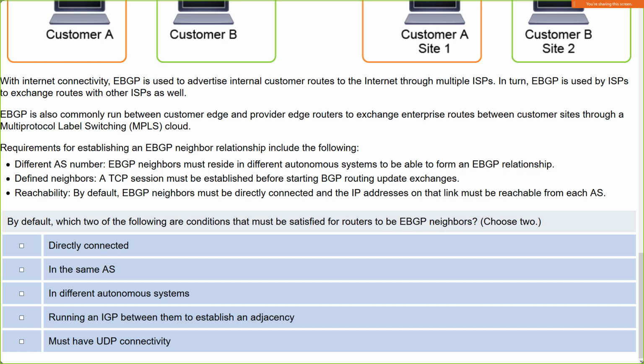By default, which two of the following are conditions that must be satisfied for routers to be eBGP neighbors? They must be directly connected. We just talked about that. They must be in different autonomous systems. You don't have to be running an IGP between them to establish an adjacency. If they're directly connected, obviously you're not going to run any protocol to establish an adjacency between them because they share a common subnet. If they're not directly connected, you could use a static route, a default route, or some other routing protocol as well, but usually it's going to be a static route or a default route.